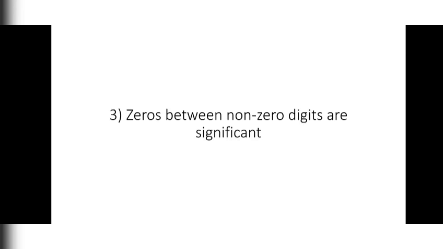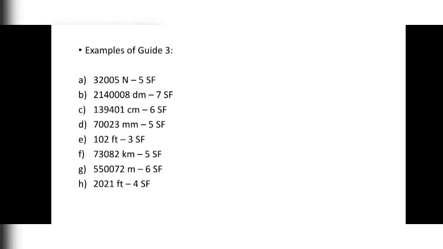Rule number 3, zeros between non-zero digits are significant. Let's see the examples. For this one, zeros between the non-zero digits are significant. So even if you put a lot of them between non-zero digits, they are still considered significant. Let's look at example A. We have 32005 Newtons. We can see 2 zeros in the middle of 3 and 5, which means they are all significant. So we have 5 significant figures.